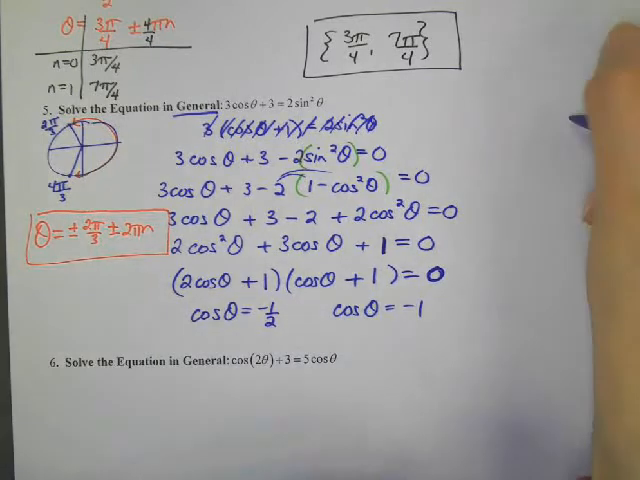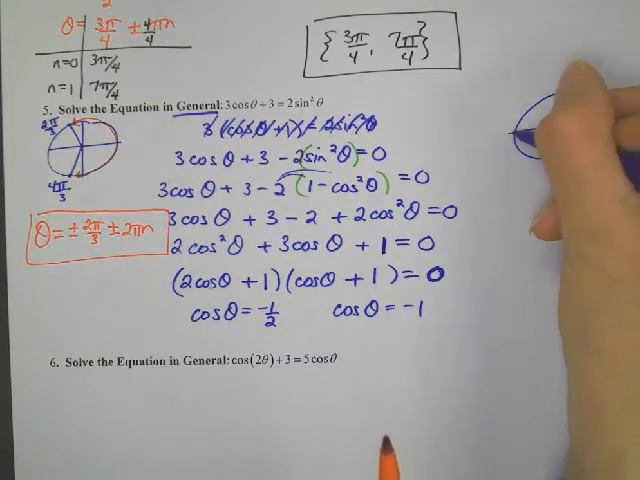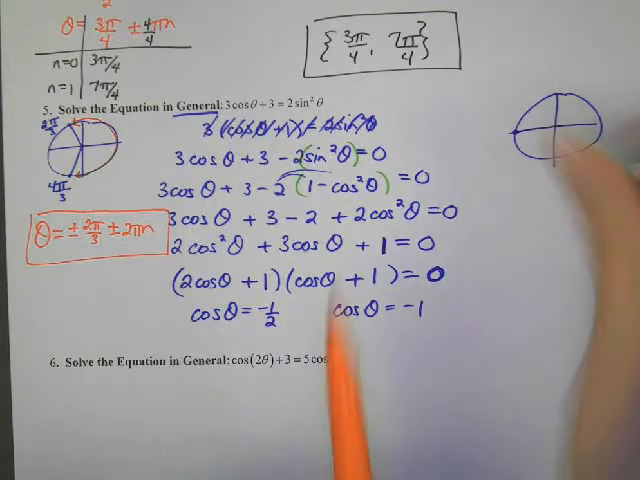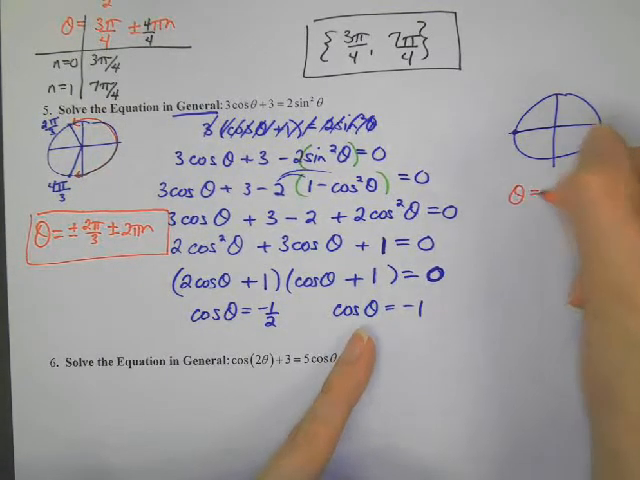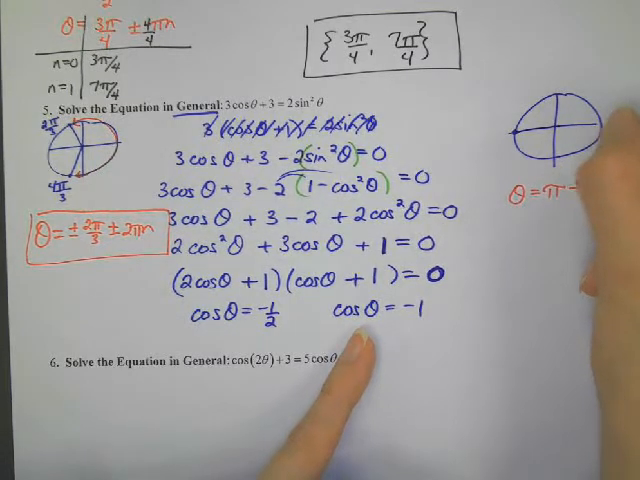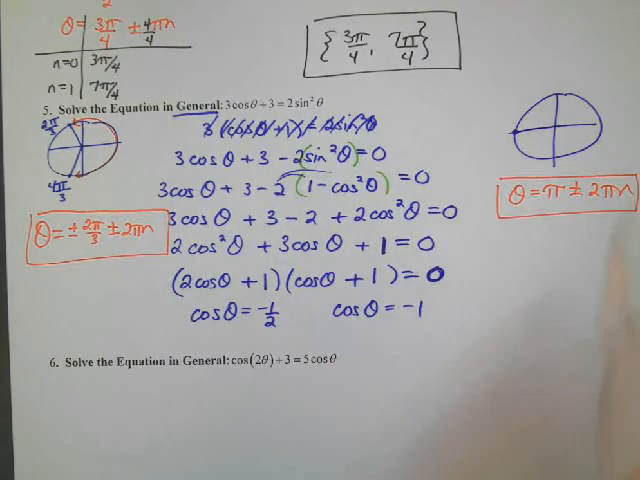Over here, where is cosine negative 1? Cosine is the x value, and it's negative 1 at pi. So the only angle we're going to have here is theta equals pi plus or minus 2 pi n. And we are done.